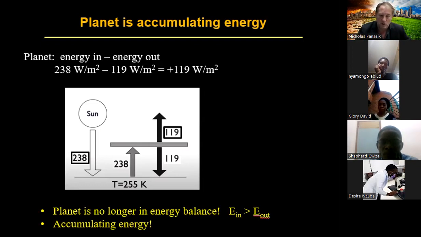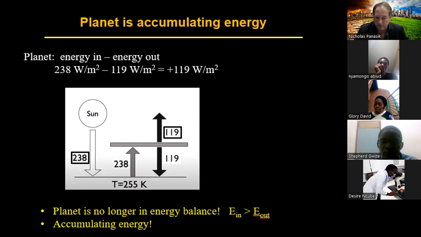Okay. So now what happens when an object accumulates energy? It gets warmer, right? Because remember, internal energy is what we're talking about. All this is going into the internal energy of the object. Molecules are starting to move faster as it gets this energy in there.